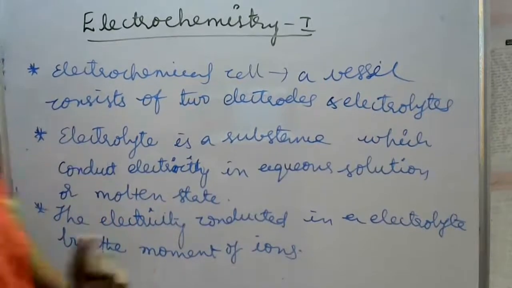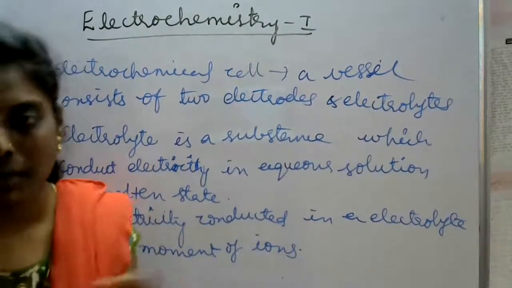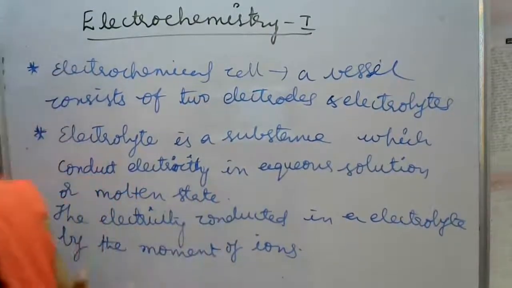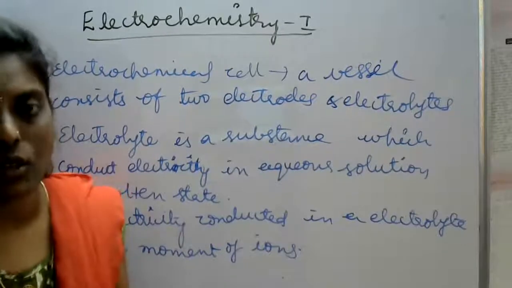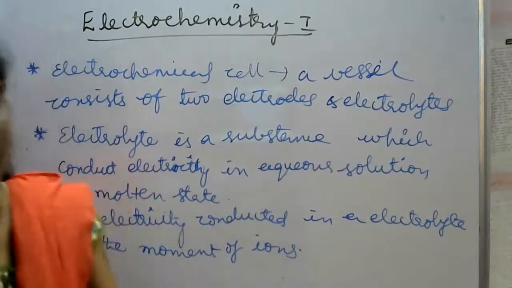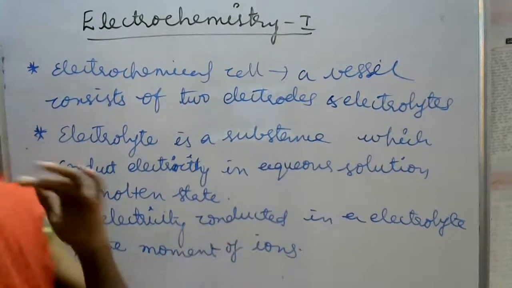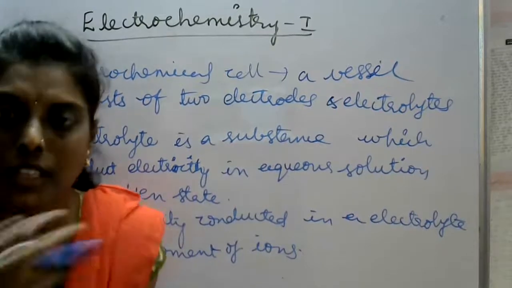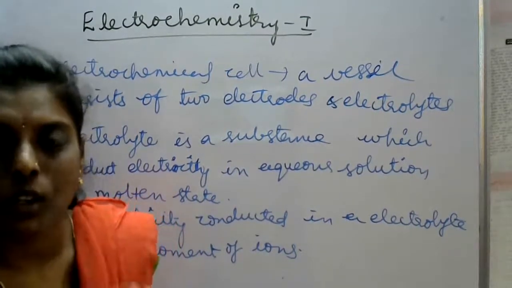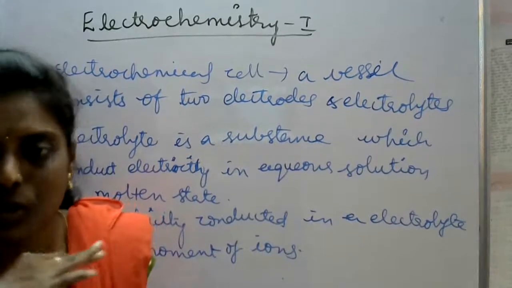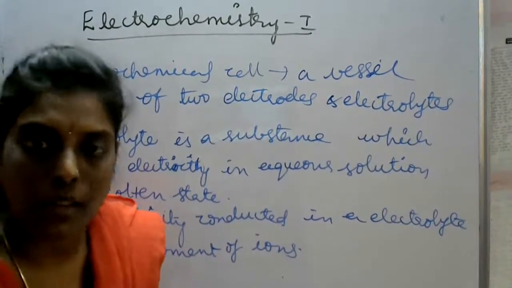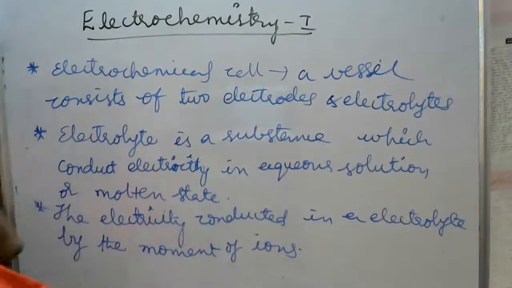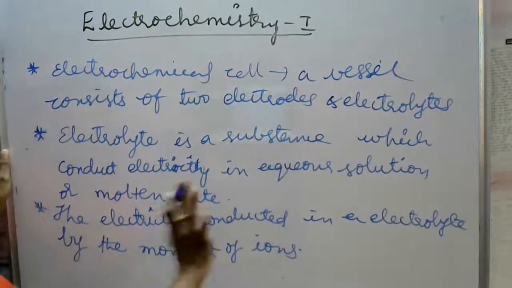So first we need an electrochemical cell. This is a vessel which contains electrodes and electrolytes. An electrolyte is a substance which conducts electricity in aqueous solution or in molten state. How is this electricity produced? By the movement of ions, electricity is passed from one place to another. So the electricity is conducted in the electrolyte by the movement of ions.